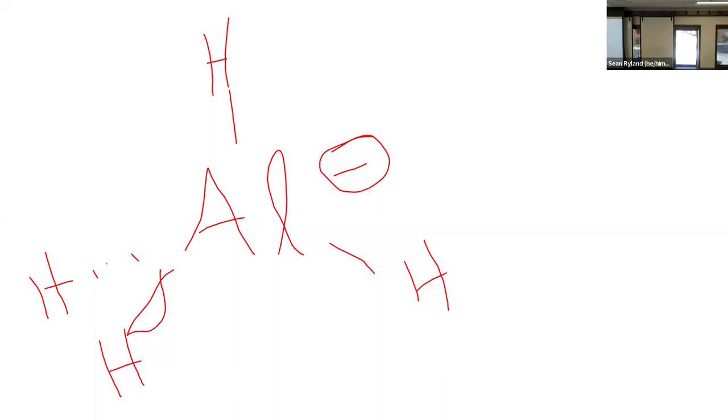Store it on the shelf. Exactly. We like salts, ionic compounds in general, because they're solids. As long as you keep water away from them, they're pretty stable.